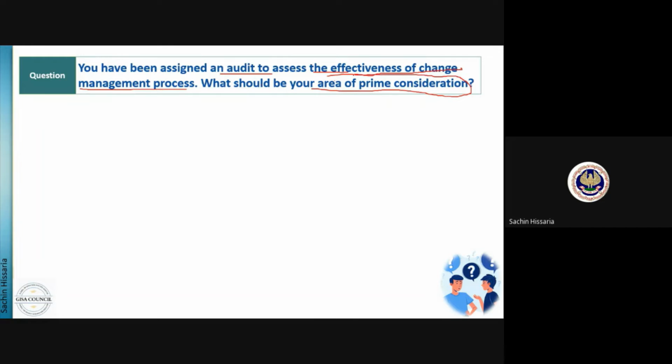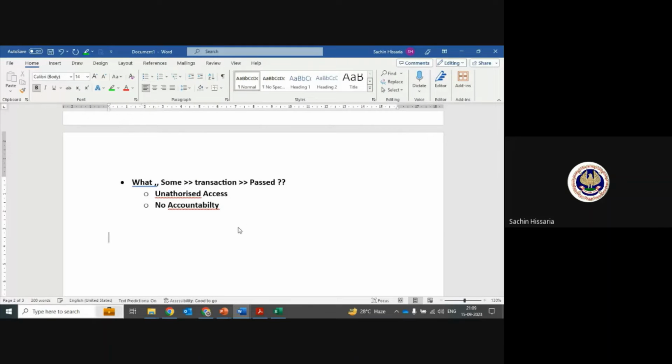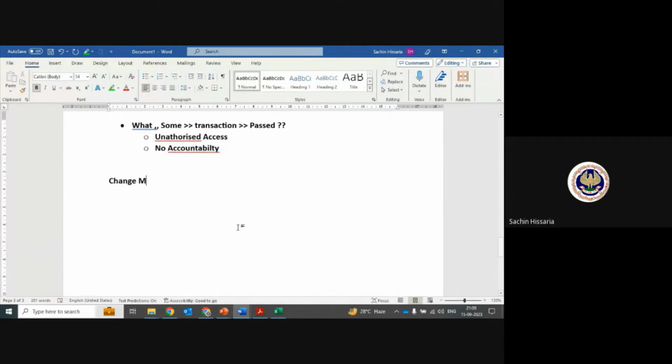Now, they want to know as an auditor what controls you would be verifying in the change management process, and what areas would be your prime consideration. Again, this is a domain specific question where they want to know about the change management process. To answer it, how will you start? Can anybody please tell me the first point you will raise during the interview?